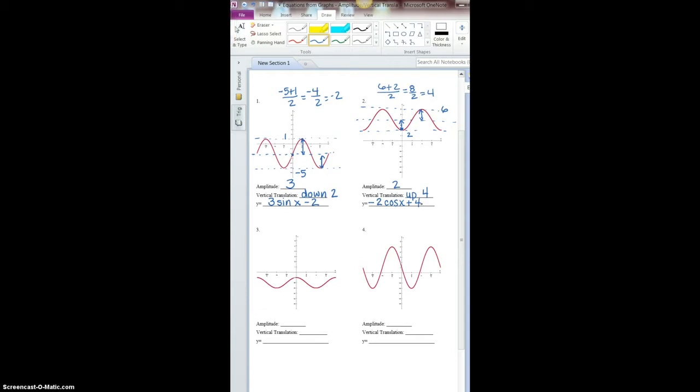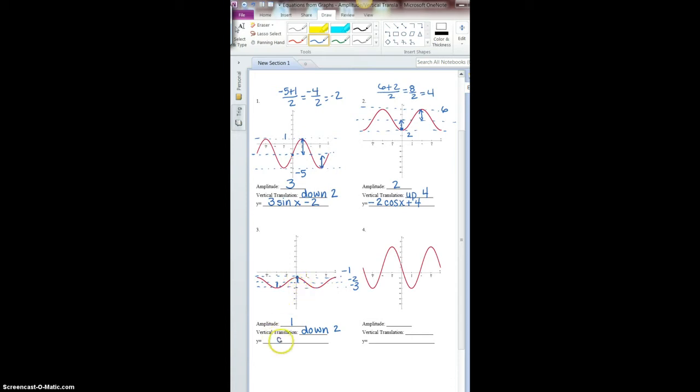Looking at problem 3, our maximums are at -1, our minimums are at -3, so that means our middle is at -2. So for our vertical translation, we went down since it was negative, and we went down 2. The amplitude is the distance between the maximum and the middle or the minimum and the middle, and so the amplitude is 1.